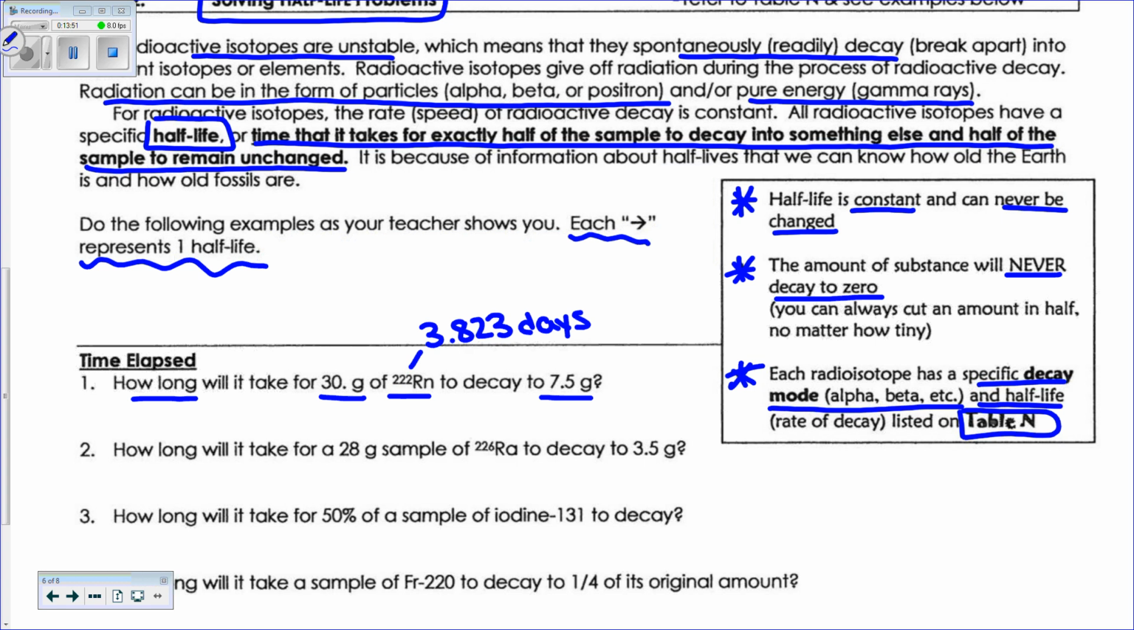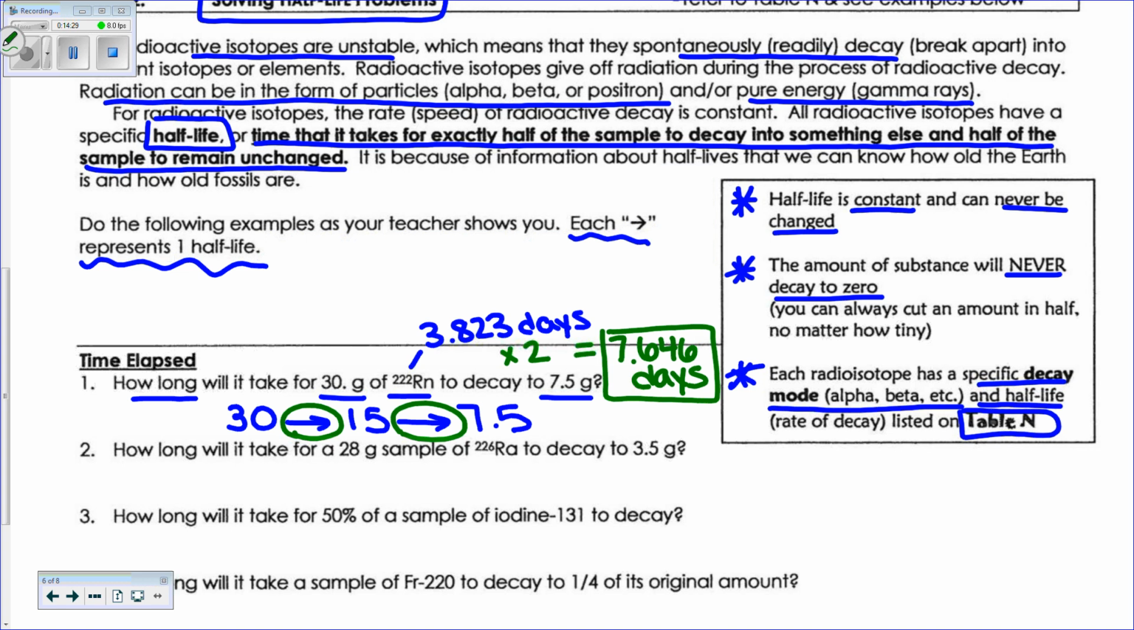And let's figure out, okay, well, I went from 30 to 7.5. So I go 30, draw an arrow, cut it in half. Now I have 15. Draw an arrow, cut it in half. Now I have 7.5. That's exactly what I wanted. So now let's count our arrows. I counted 1, 2. That means I went through 2 half-lives. So I go 3.823 days times 2, because I have to go through 2 of them, and I get my answer to be 7.646, and make sure I put my unit, days. 7.646 days.